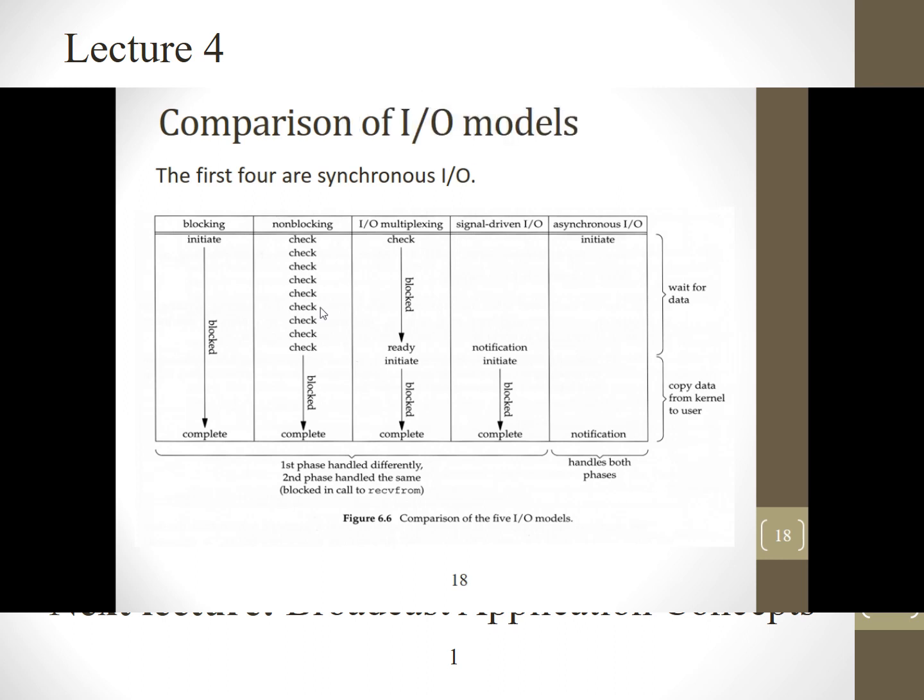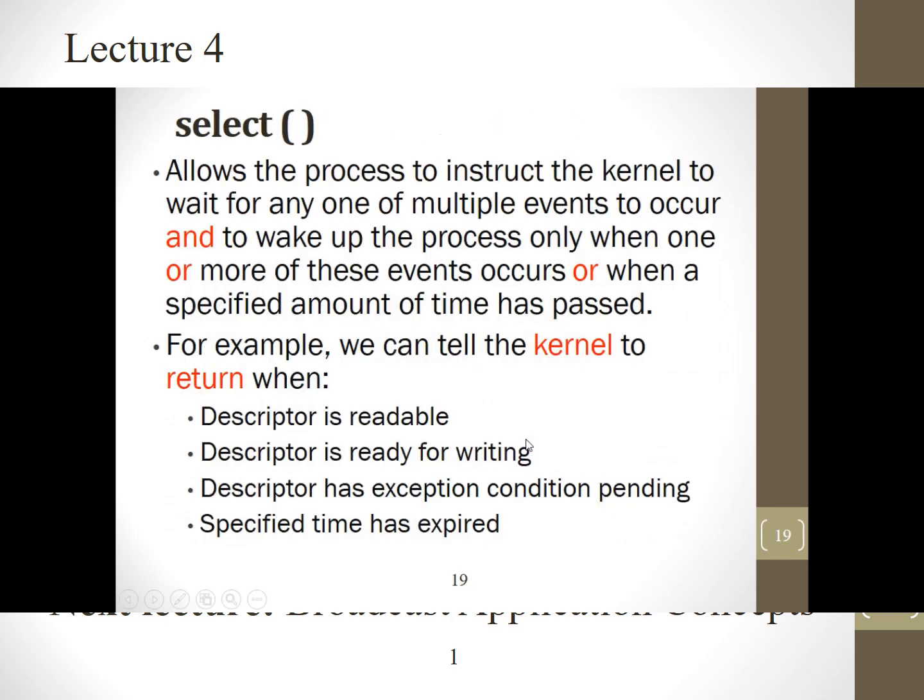So after this, we need to see how our select and poll functions work. Let's look into it. What does select do? It allows the application process to instruct the kernel to wait for any one of multiple events to occur, and to wake up the process only when one or more of these events occur.